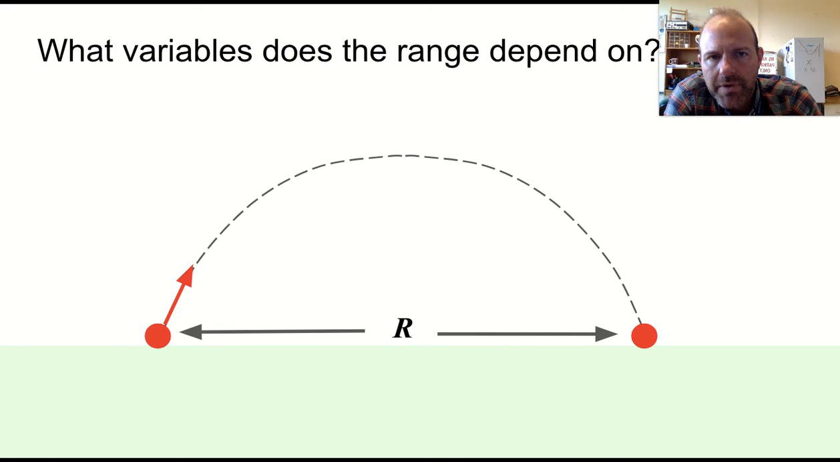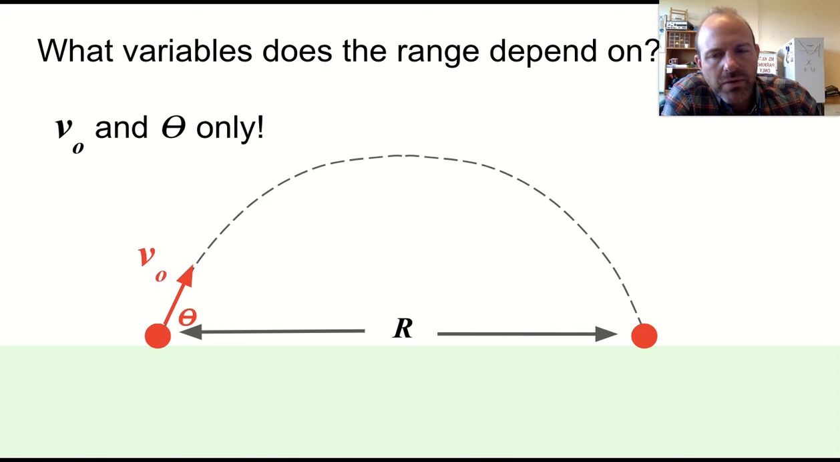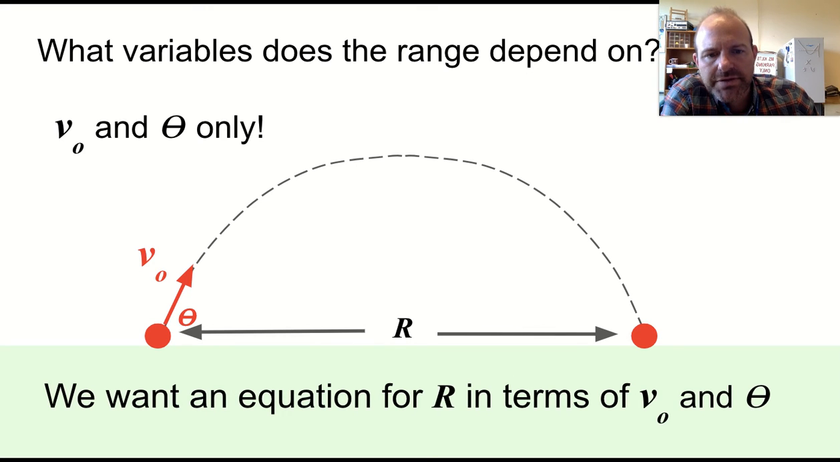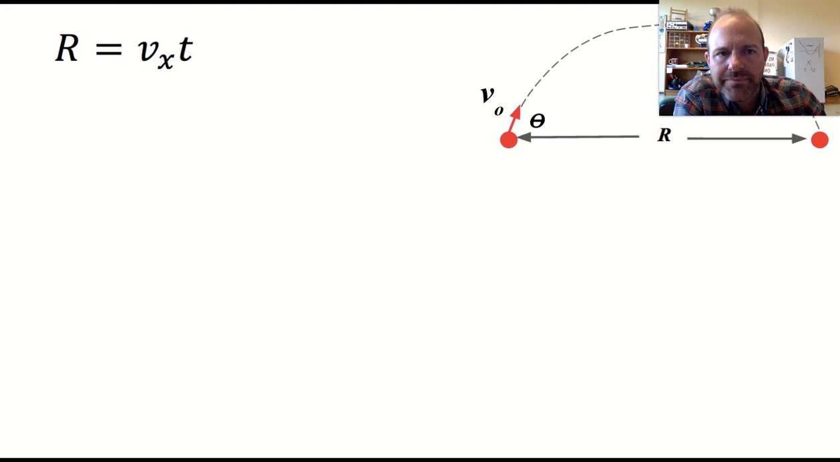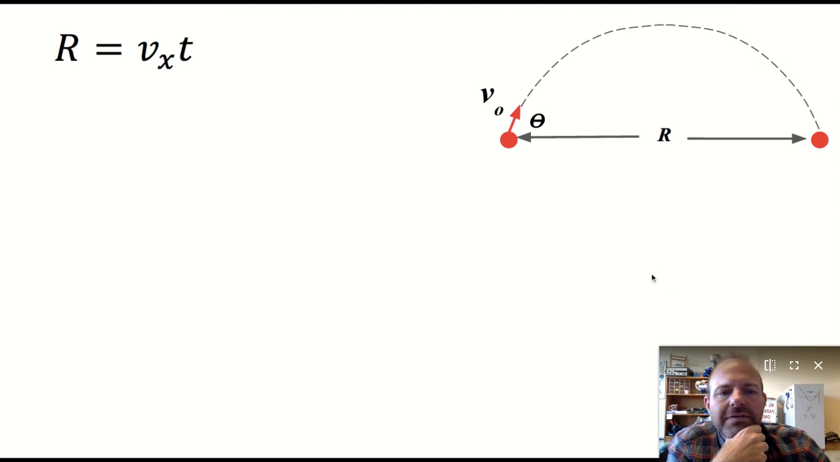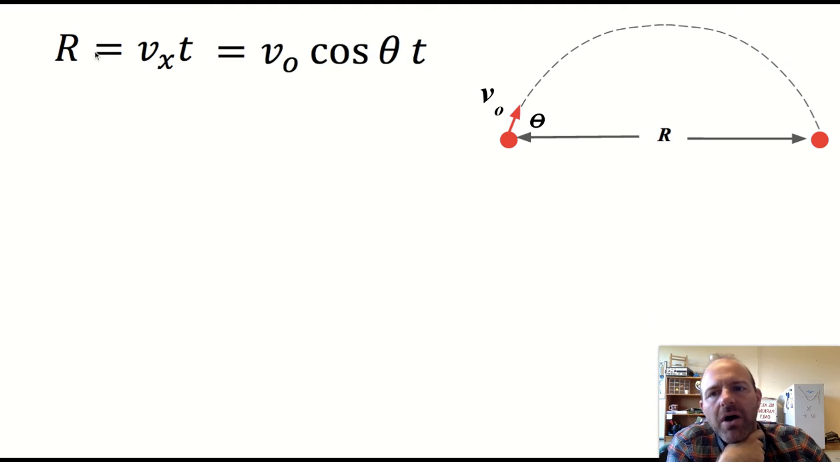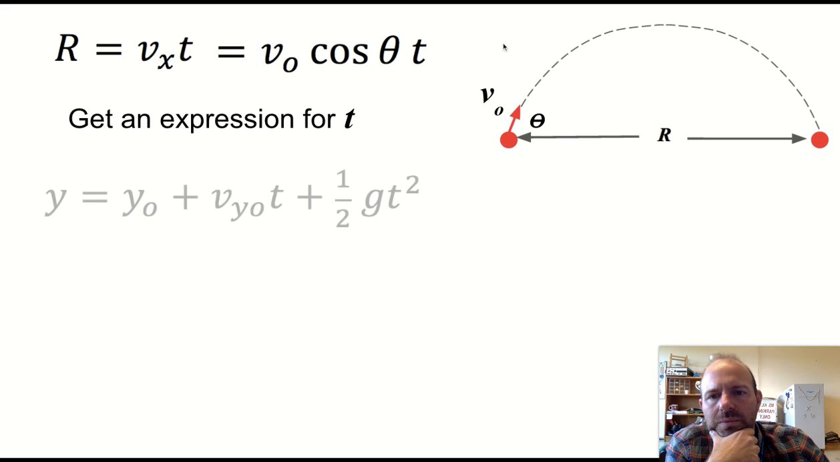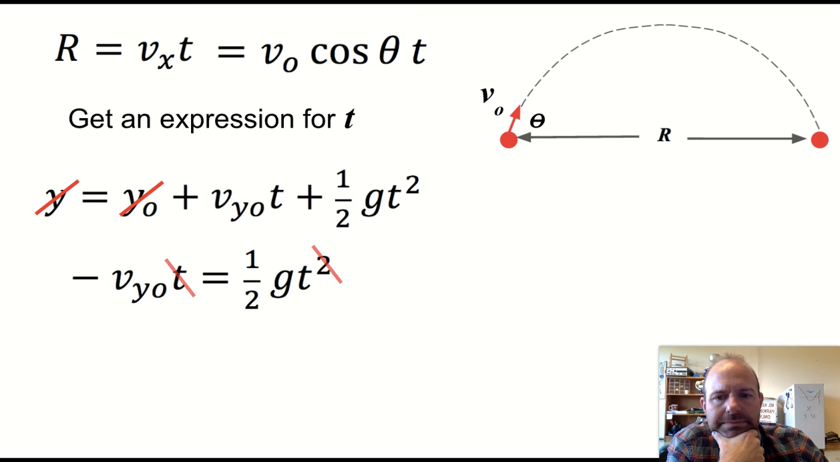So what does this depend on? Well, it really only depends on the initial velocity and the angle. So if we put this together, an equation for R in terms of v naught and theta, we get R is vx times t, and vx is v naught cosine theta times time. And again, with time, we can rearrange one of our kinematics equations to solve for time with that special case.